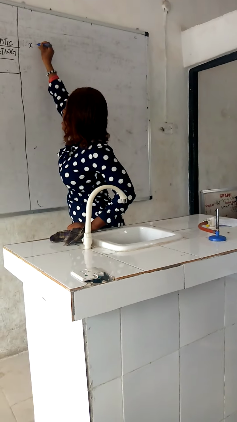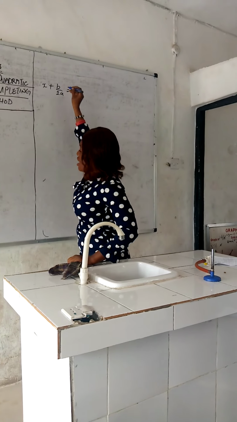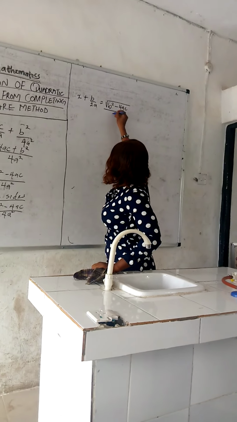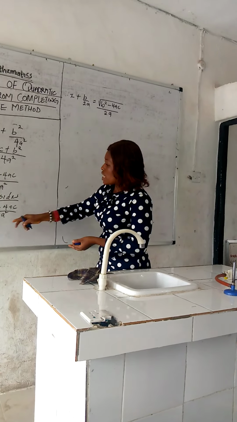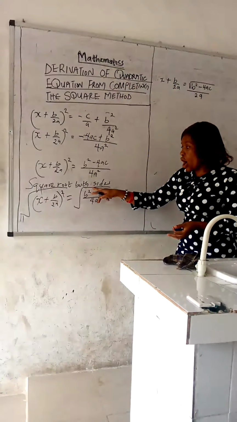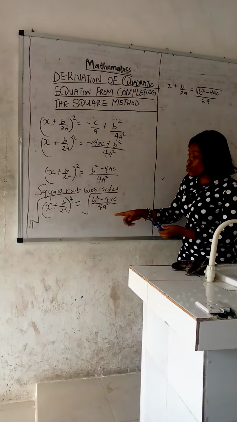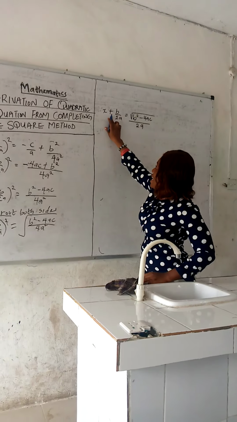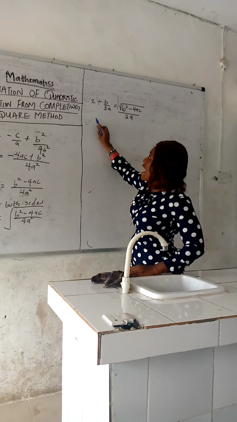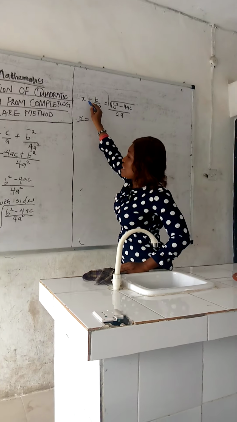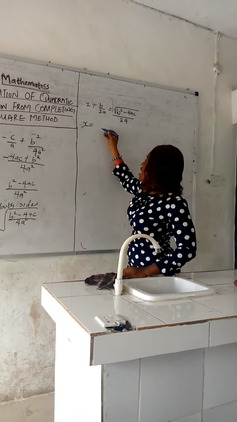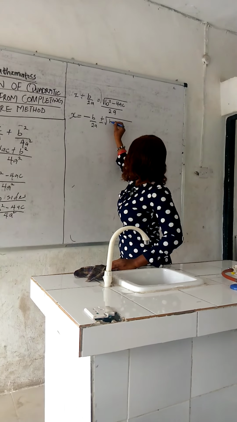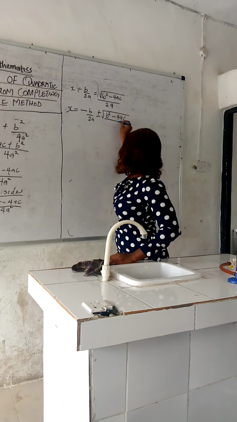So we are having x plus b over 2a is equal to the square root of b squared minus 4ac all over 2a. Now how did I get 2a? Remember the square root is covering both the numerator and the denominator. So the square root of 4 is 2 and the square root of a squared is a. Next we are going to collect like this, bringing your b over 2a over to this side. So we are having x is equal to, this is a plus sign, coming over becomes a minus sign, minus b over 2a plus or minus the square root of b squared minus 4ac over 2a.